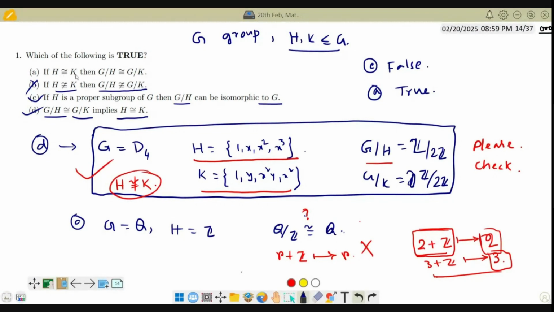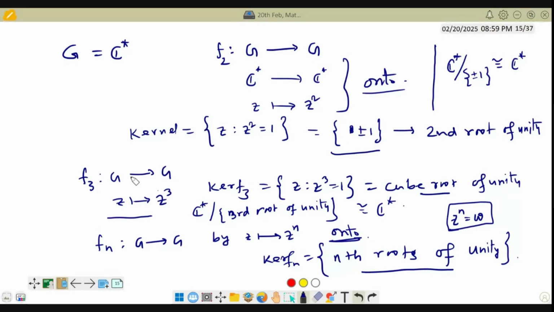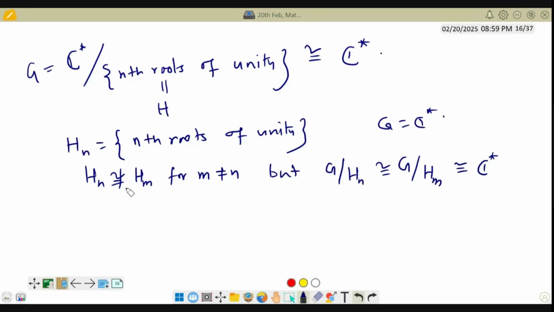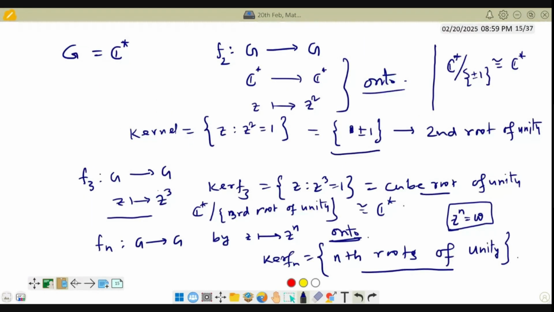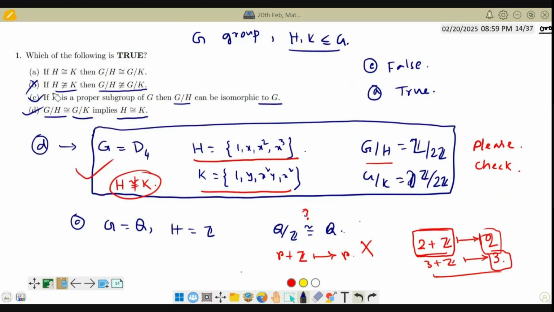And if H is isomorphic to K, then G by H is isomorphic to G by K. This you can't conclude from this example, right? Here H and K are not isomorphic. So from this example, you can't conclude option A. Options B, C, D, you can conclude. So what will be the counterexample or proof for option A?